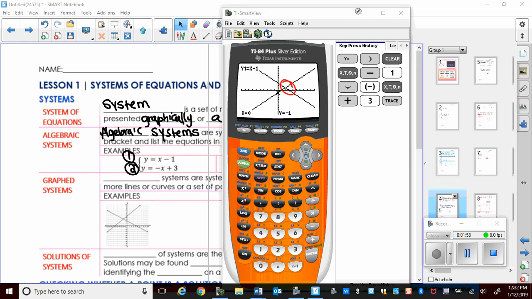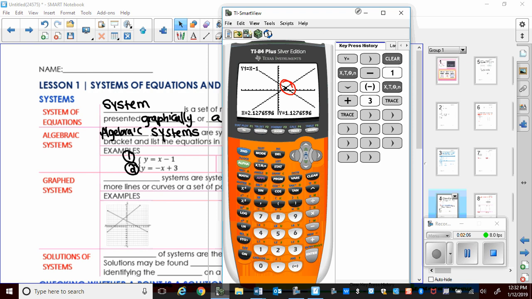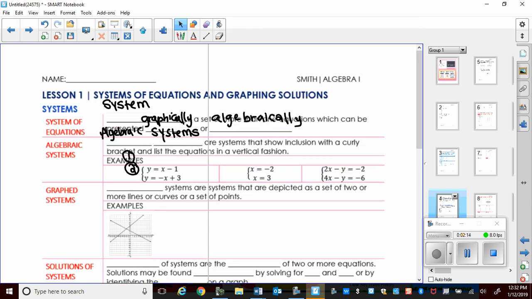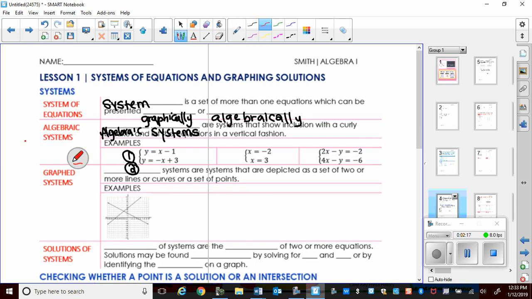So we could try to go to that intersection and get close to it. I don't see that I am. So I'm going to go to the table and see if I can look at this intersection. So I press second graph, and I'm going to the table, looking for y values that are the same.